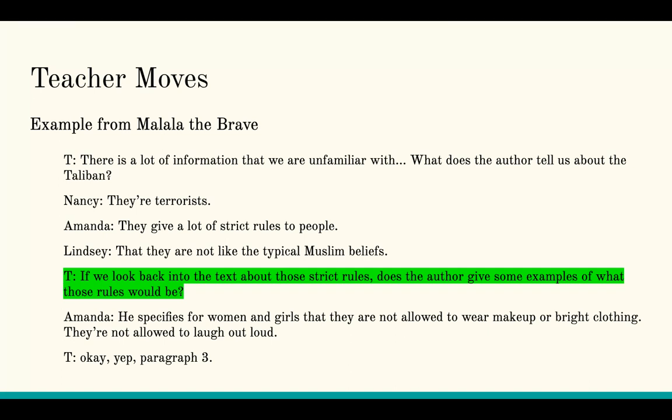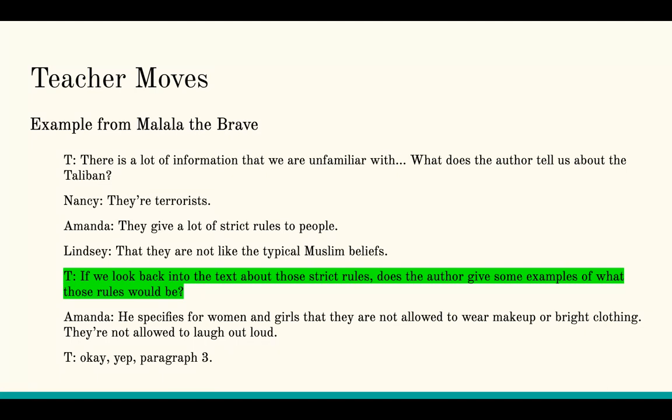Here I was probing the students to give me some more information. I wanted them to go back into the text before they responded, so that their response was focused exactly on what the author said instead of either guessing or giving random answers. Having them look back into the text was going to keep them focused in responding to this. By probing them for more, I was able to get them to show understanding that the Taliban's strict rules were mostly focused on women and girls.